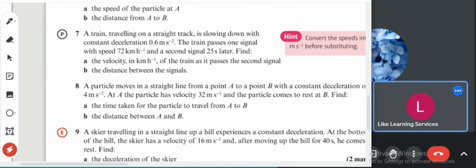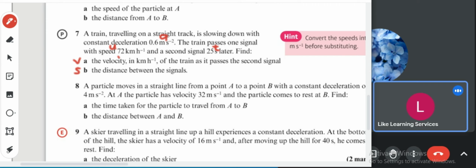Let's see. Deceleration is given, which is A. So we have A, which of course will be minus 0.6. Number 7: the train passes one signal with the speed of this. So this is the initial speed, U, and of course this is time. So we have to find the final speed here, and then we find S here.